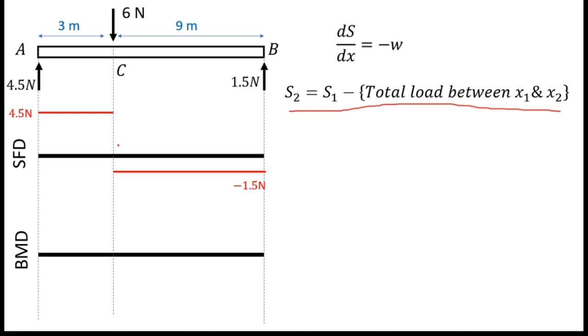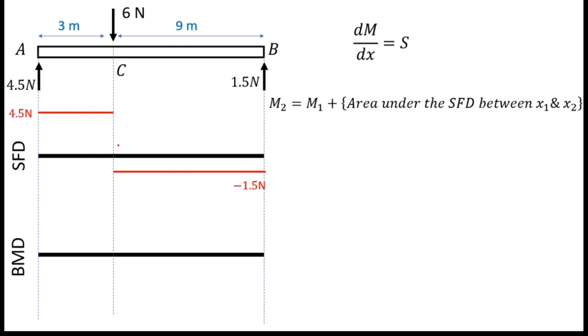Next I have to draw the bending moment diagram. For bending moment diagrams, I will have to use these two relationships. dM over dx, the slope of the bending moment diagram, equals the shear force. So this relationship gives the values of the bending moment diagram.